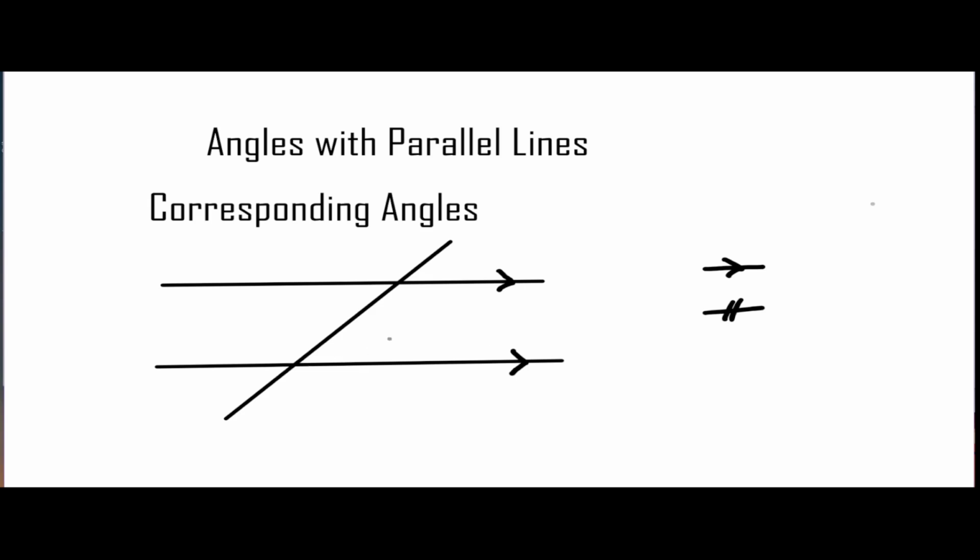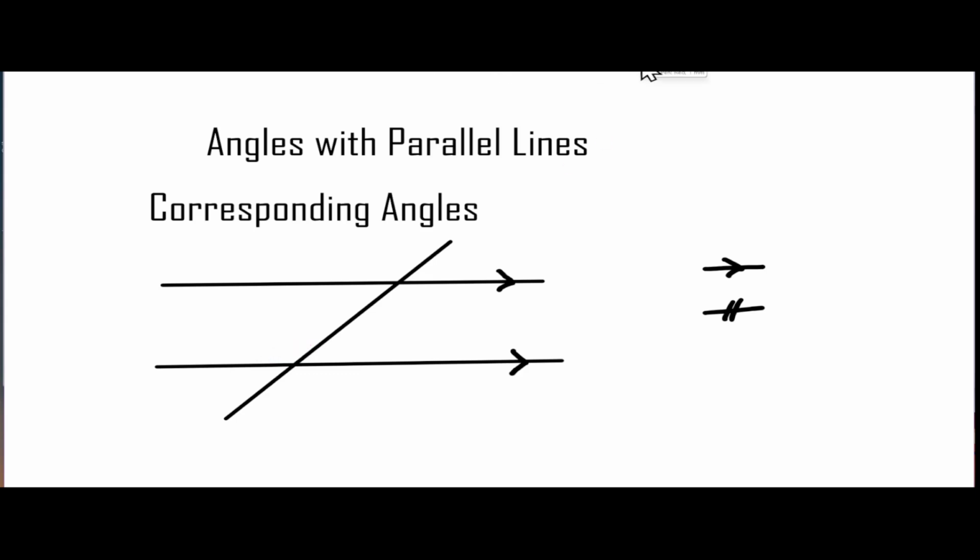So corresponding angles really means the same angles in a different location. So this angle is the same as this angle here. They're just in a different place. It's almost as if one is cut and pasted to the location of the other one. So what that tells us is that this angle here must be the same as this angle here. And this angle here must be the same as this angle here.